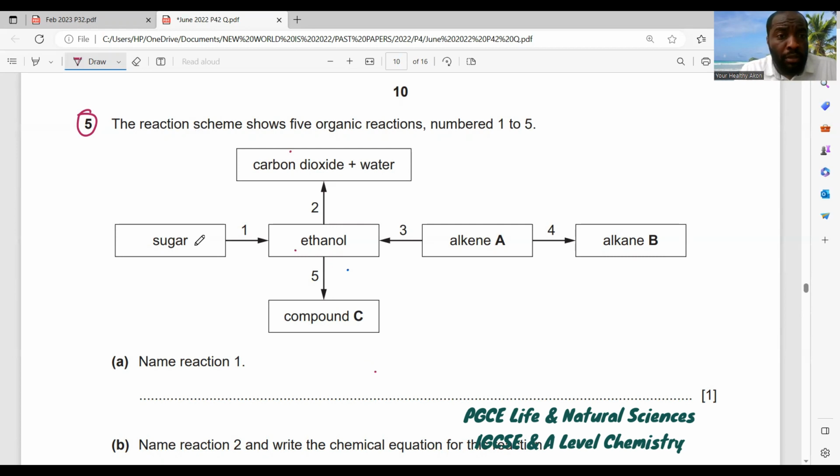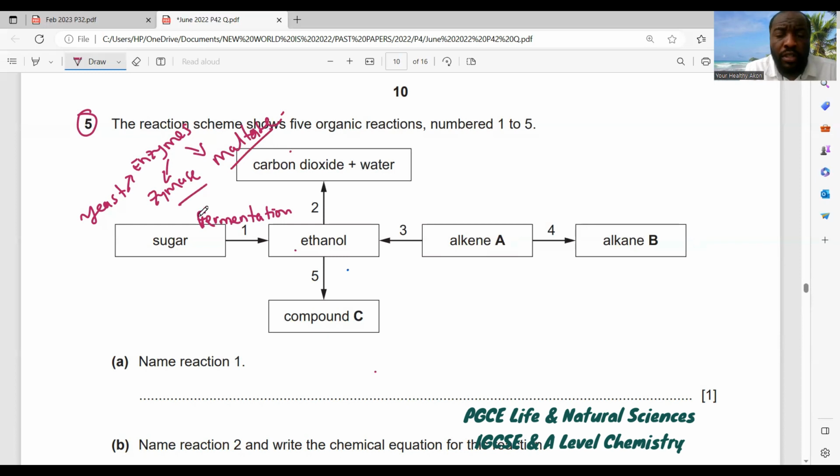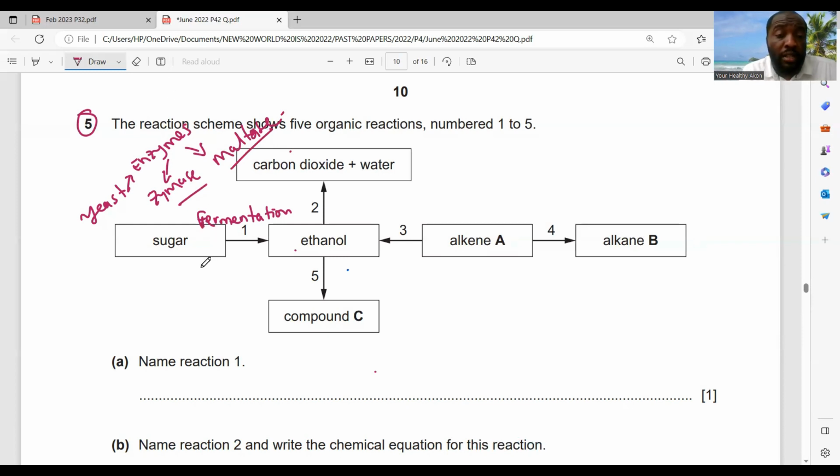Now, the first reaction says sugar reacts to give ethanol. I know that from my sugar to my ethanol, I'm going to have fermentation. So this is a fermentation reaction. The conditions needed here: you're going to need your yeast, which supplies your enzymes. Of course, you know the main enzymes could be what? Your zymase and your maltase. I don't want to go deeper into this. So you all know the functions of all these enzymes in your fermentation process.